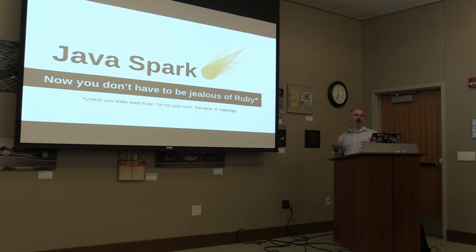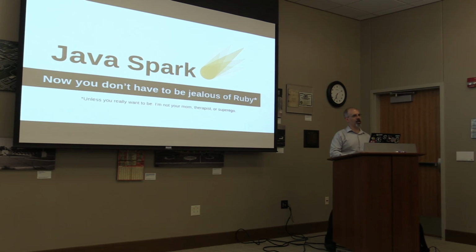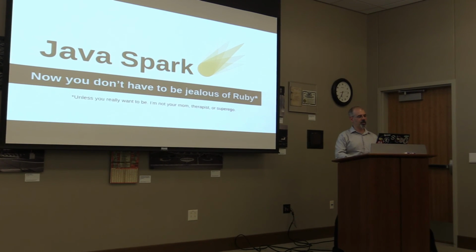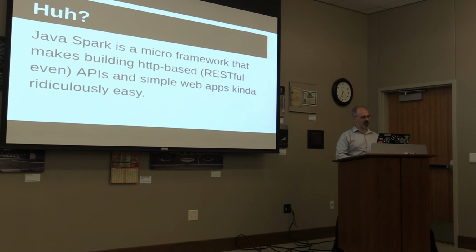So Java Spark is a micro framework based on the Ruby Sinatra micro framework. And a lot of people think the Sinatra micro framework is super awesome, and they're kind of right, because you may never want to do anything with this in production, but if you just want to play around with building a RESTful web service or something like that, it's ridiculously easy. I mean, it's just crazy. And I'm getting ahead of myself here.